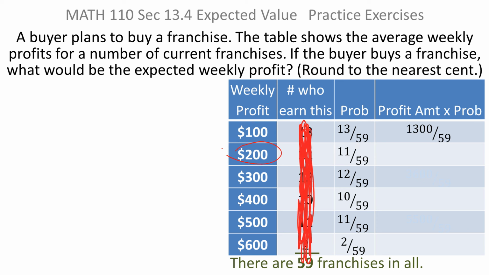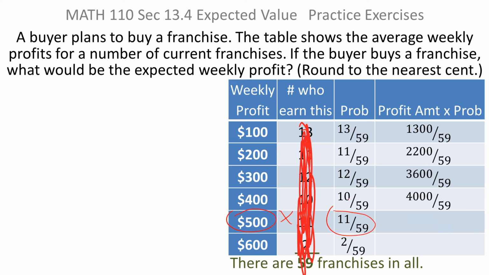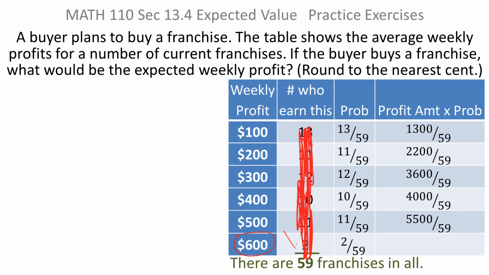Then I want to multiply 200 times 11/59, and that gives me 2200/59. Then I want to take 300 times 12/59, and that gives me 3600/59. Then 400 times 10/59, that gives me 4000/59. Then 500 times 11/59, that gives me 5500/59, and then 600 times 2/59, and that gives me 1200/59.